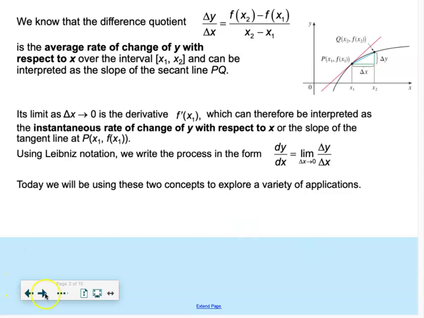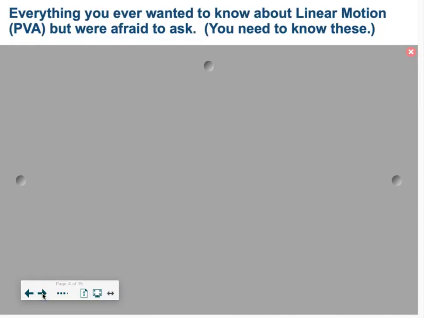Now the first application is motion. We're going to spend a long time on motion. So I call motion PVA. What does P stand for? What about V? What about A? Acceleration. Yes. So all of our motion in Calc AB is linear. It's all motion in a line. We're either moving horizontally or we're moving vertically.